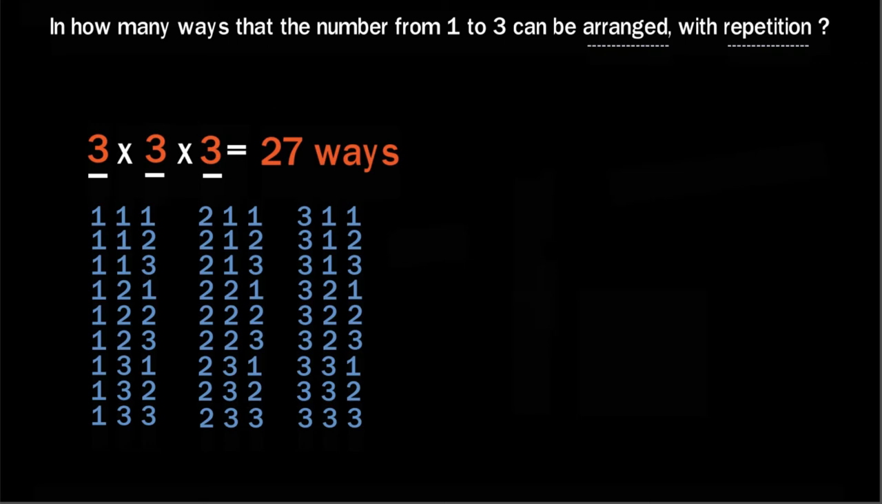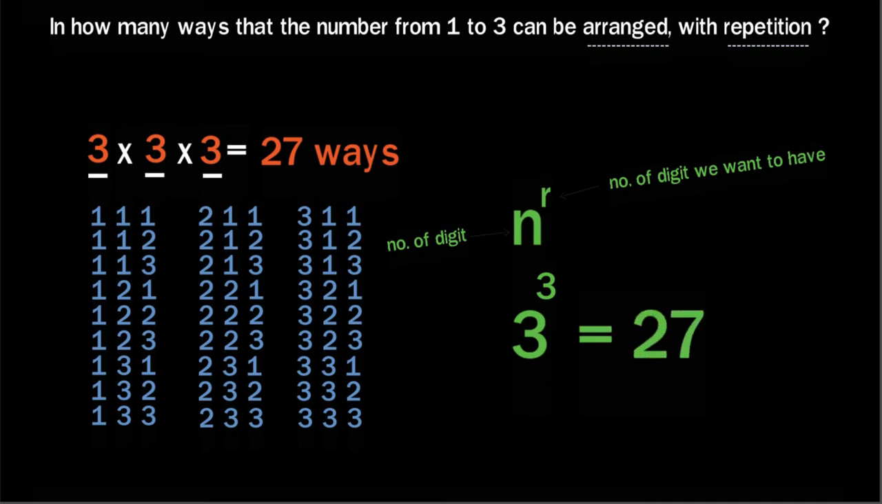Or you can use n to the power of r, where n is the number of digits. So 1, 2, 3, there are 3 types of different digits. r is the number of digits that we want to have. So here we want to have a 3 digit number, so to the power of 3 here. So the outcome is 27.